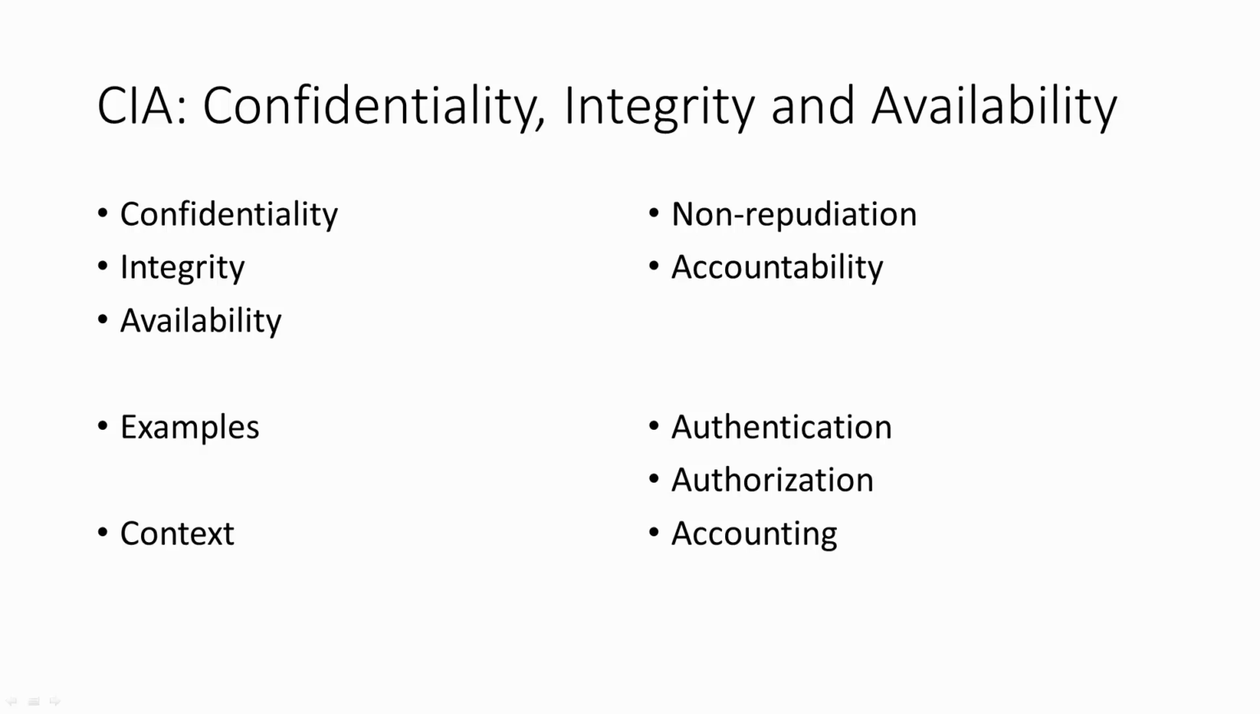So confidentiality is secrecy. It's that no one else has access to our stuff. Integrity is correctness, validity. That means that no one other than us has changed our stuff. And availability is that we can have access to our stuff whenever we need it. What can be the examples?